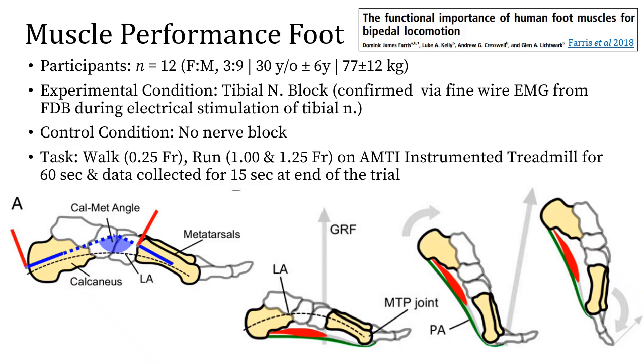And so the task was walking and running on an AMTI instrumented treadmill for 60 seconds, and the data was collected for 16 seconds at the end of the trial. They had the control and the experimental groups, the control being the healthy condition, and then the experimental condition was when they did the nerve block, and it was a crossover trial.